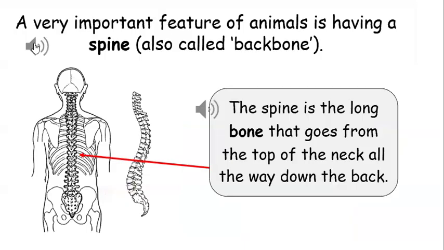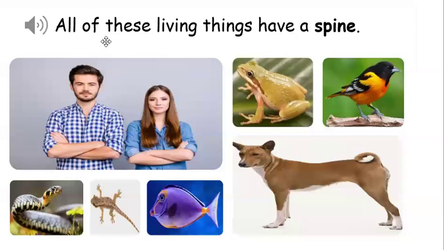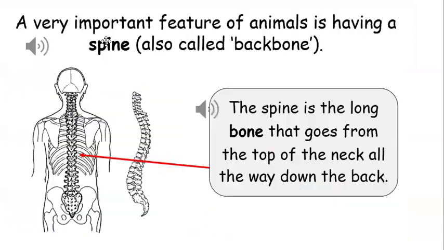A very important feature of animals is having a spine, also called a backbone. The spine is the long bone that goes from the top of the neck all the way down the back.